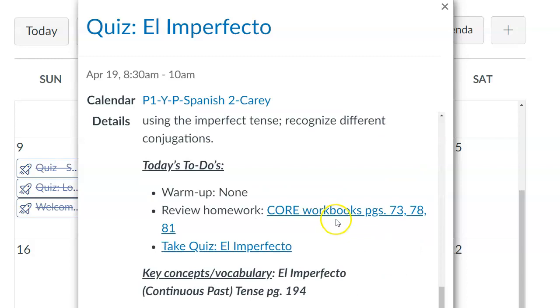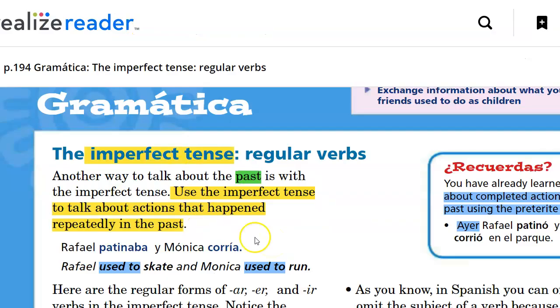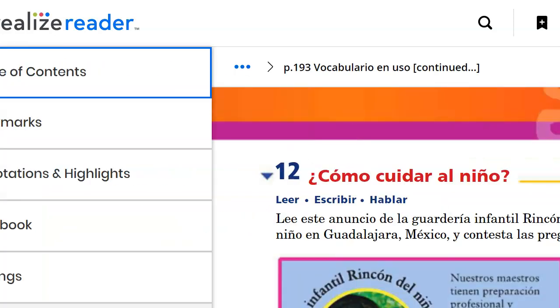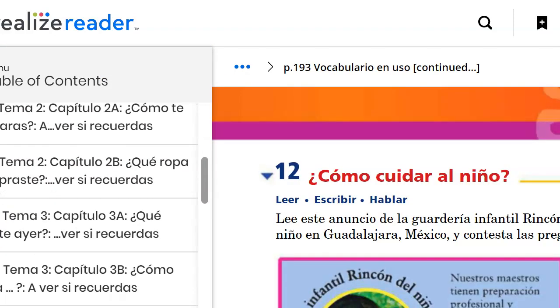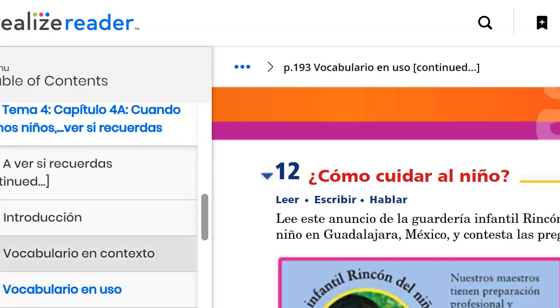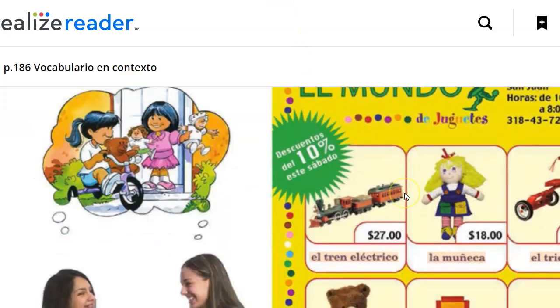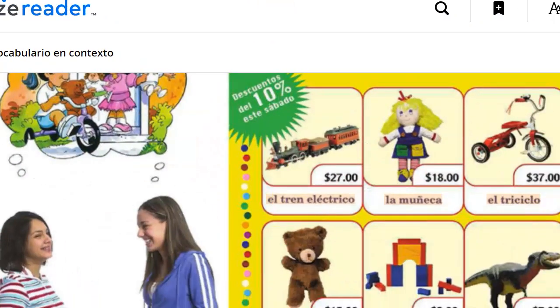The main part of the agenda for today is taking your quiz on the imperfect, which, if we take a look at, and the homework as well to review for it, essentially is everything that we've gone over thus far this chapter. Since we've come back from spring break, we've covered chapter 4A. Chapter 4A, all about your childhood, beginning with the vocabulary on page 186 and 187.